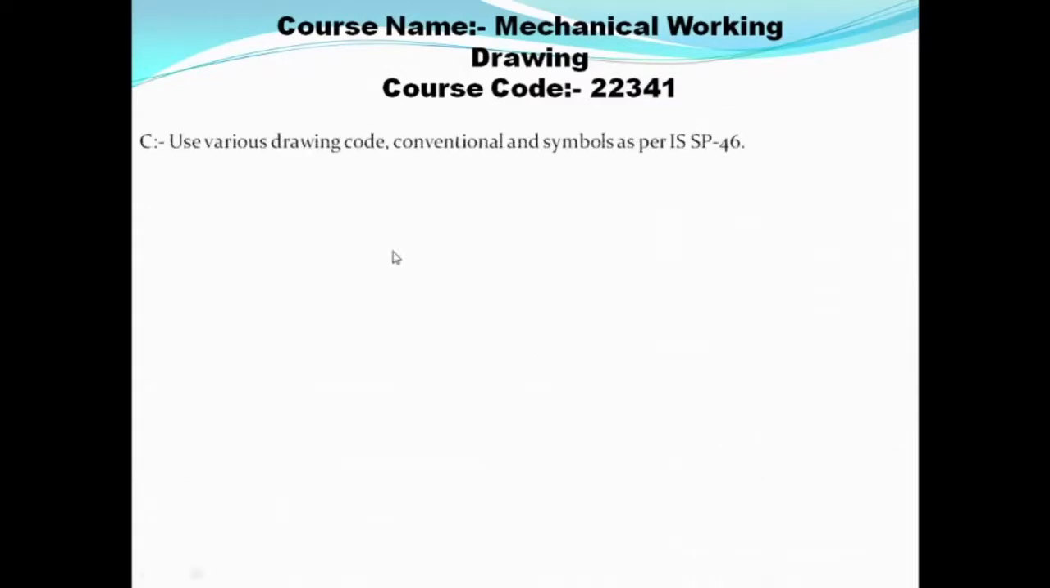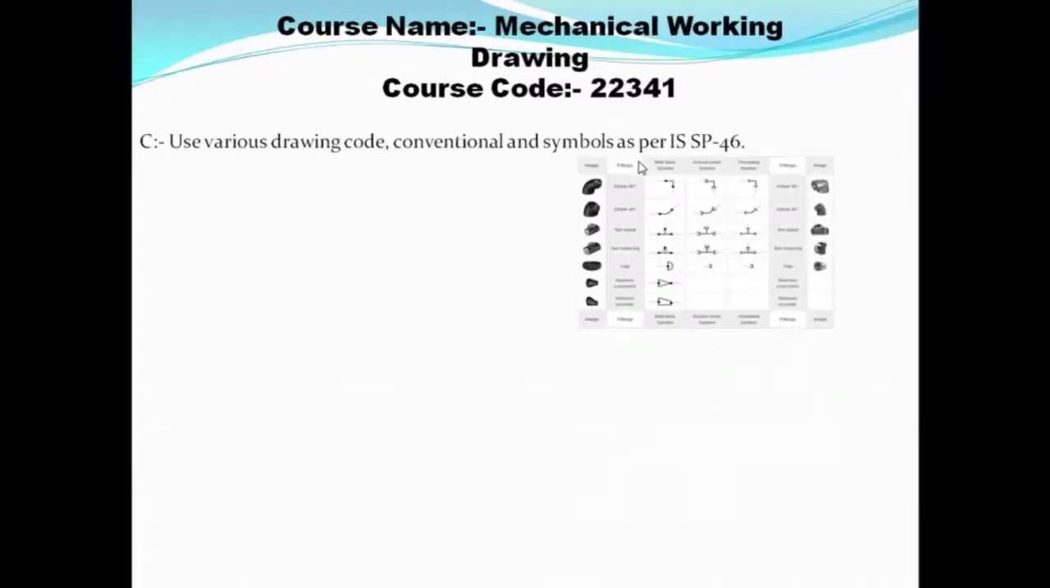The next course outcome is to use various drawing codes, conventions and symbols as per the IS, Indian Standard. There are different conventions for materials, parts and springs. These are the conventional representations of various materials in drawings, and symbols for pipes, walls and fittings. There are different uses of symbols. We can easily gain knowledge from these symbols or conventional representations.